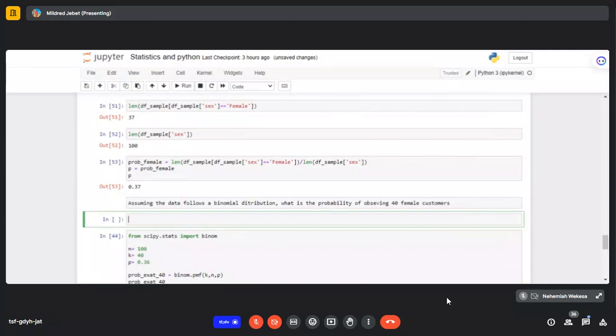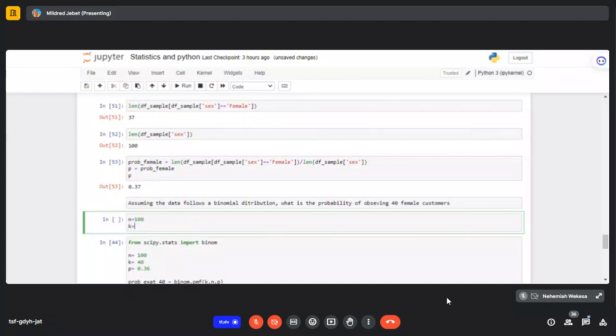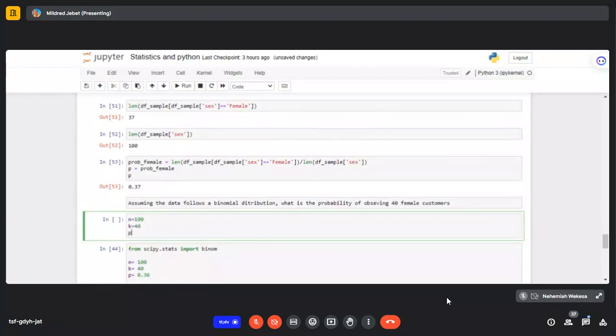So here we want to find the probability of observing 40 customers. Our N is 100. That's okay. Our K is 40. The probability we've already calculated up there, which is P. I can just say P.